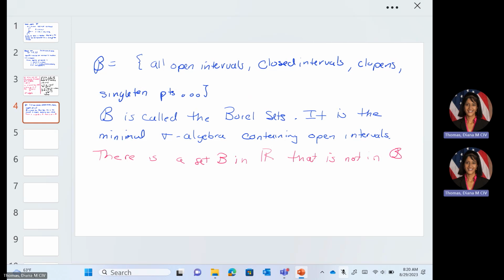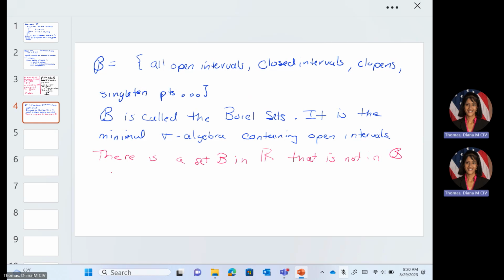No, I can't show that for you in this class. That's really out of scope. But we call it a non-measurable set. So there's a set that is a subset of R but is not in the Borel sets. So there's something in between.